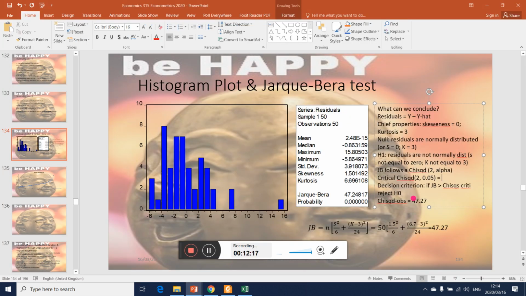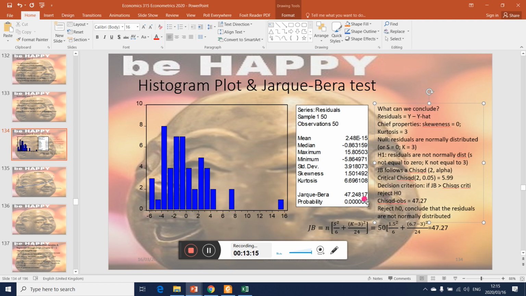So we come here, we write 5.99. Okay? So now, according to our decision, if the JB, which is this, is greater than the critical, which is that, we must reject H naught. So clearly here, you see that what the decision rule says is what the outcome we have before us says. So we can reject H naught here, and of course conclude that the residuals are not normally distributed. Residuals are not normally distributed, so you reject this at 5%.